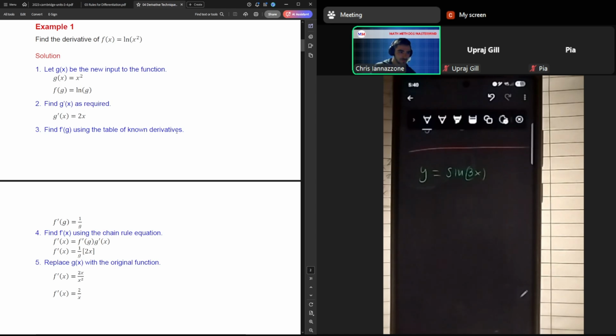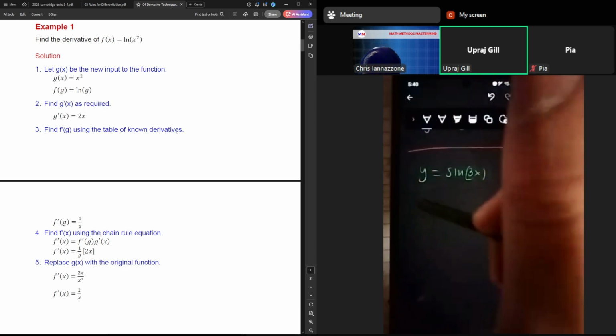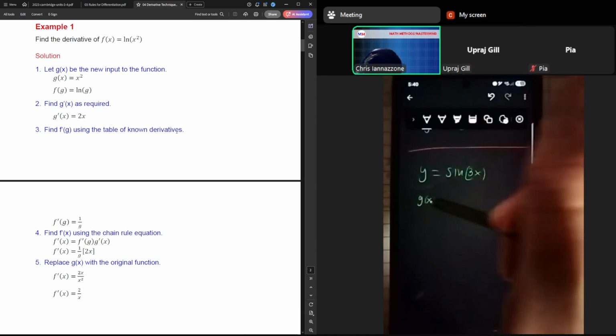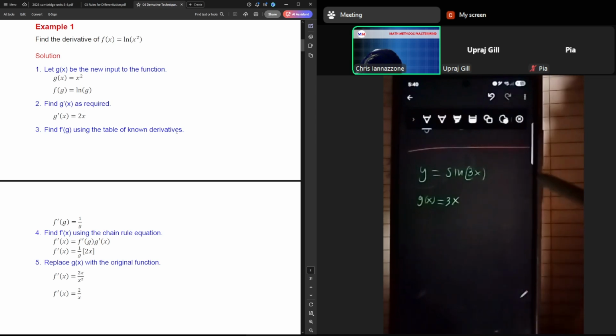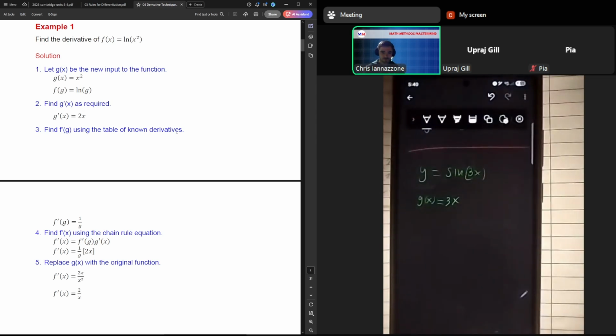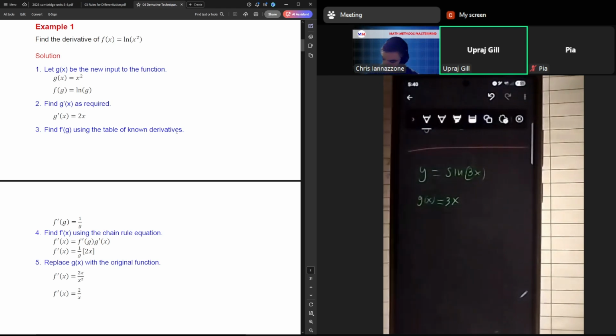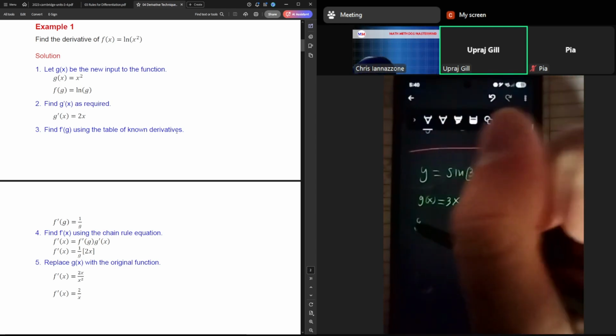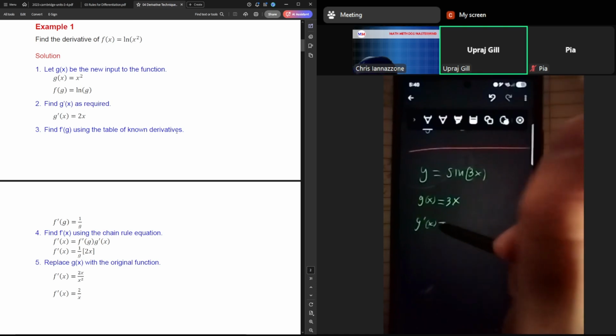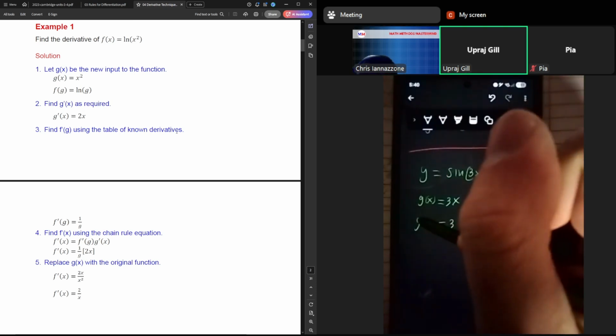Should we get another variable, like g of x is equal to 3x? Sounds good to me. g of x is 3x. What else do we need? Then we need to find g dash of x. Yep, what's that? 3. Absolutely.